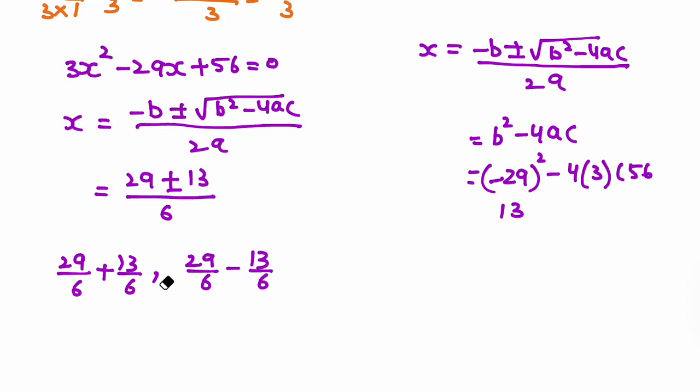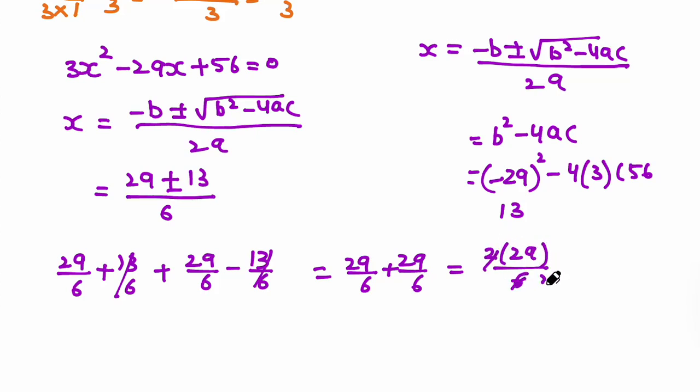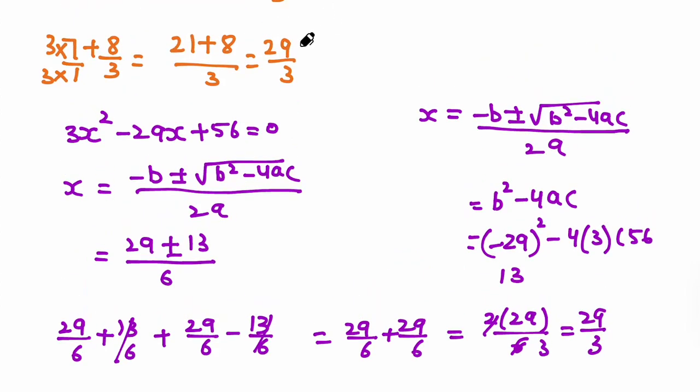And we have to find the sum of the two. So let's do it. Now if I find the sum, the 13 by 6 terms cancel and I am left with 29 by 6 plus 29 by 6. So that is 2 times 29 by 6, and that is 29 by 3. Now I have done it by factorization and by the quadratic formula. These are two different ways of calculating the solutions, but the answer remains the same. I hope you get both of these.